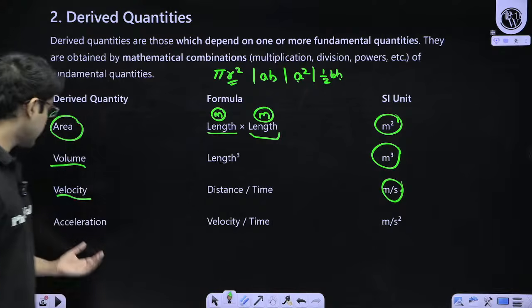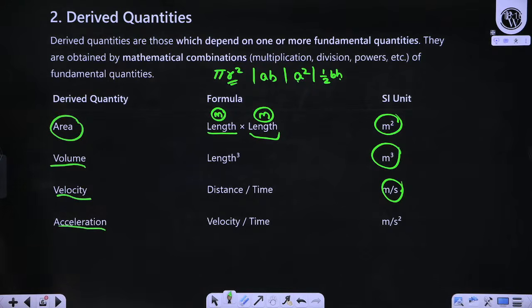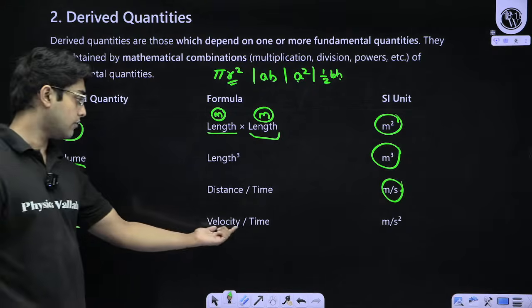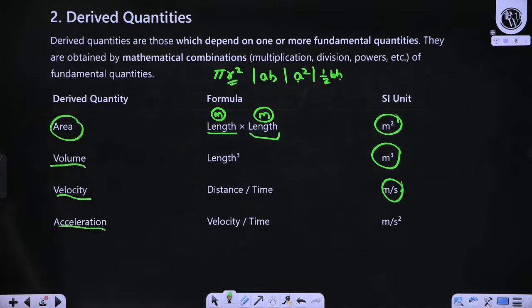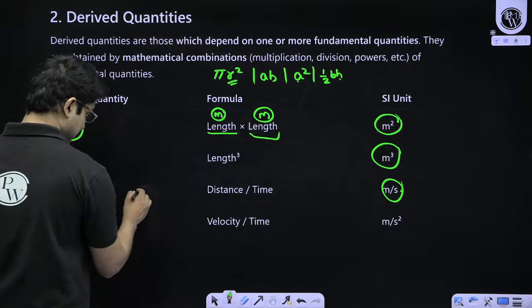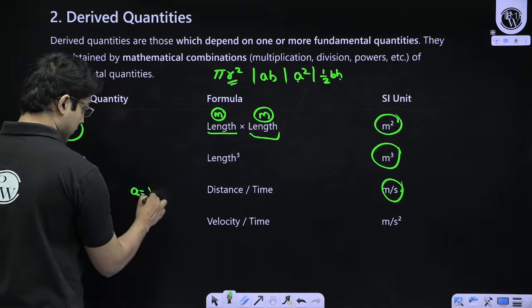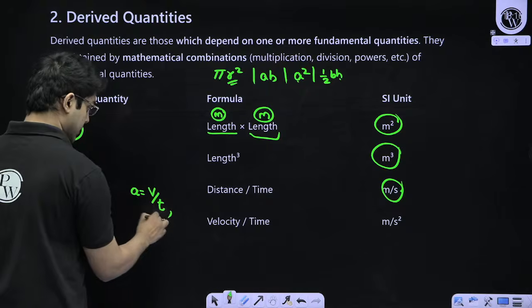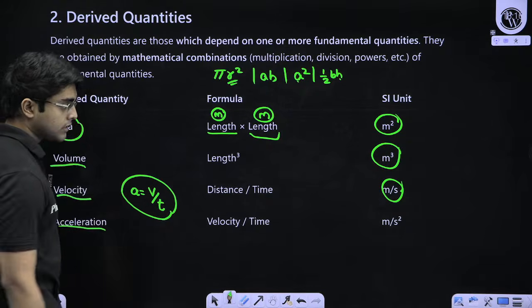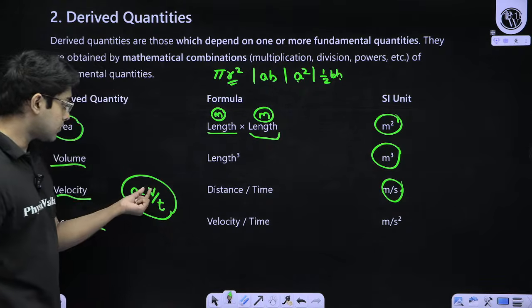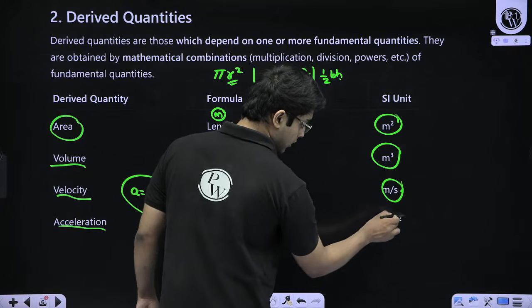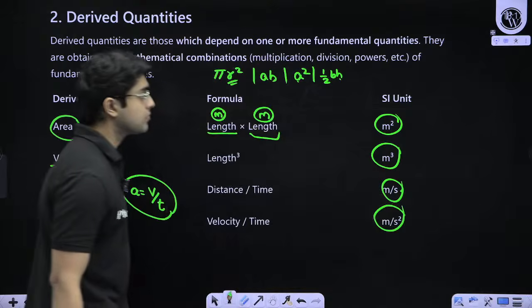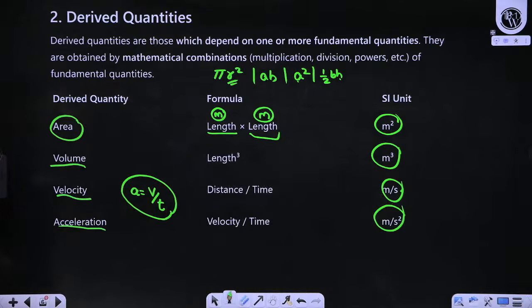And acceleration, we will see the definitions later, but it's a velocity divided by time type of a formula for acceleration, right? Acceleration is, you can remember it as velocity by time for now. We will study it in depth later. So velocity was meter per second, but there is also another second in the denominator. So it will become meter per second square. Okay. So that's the SI unit of acceleration.